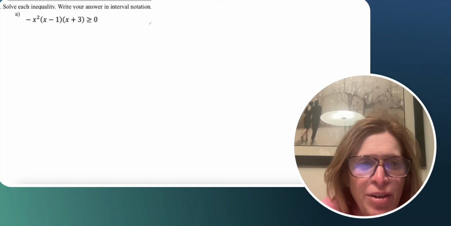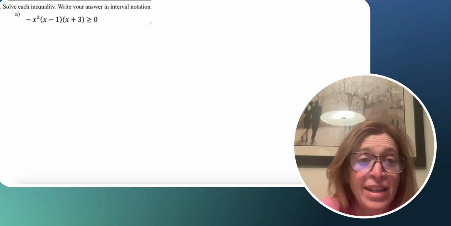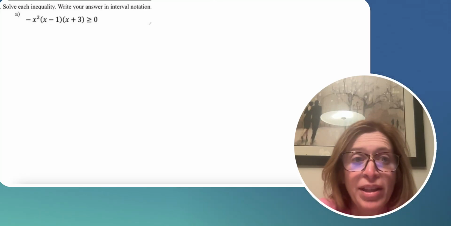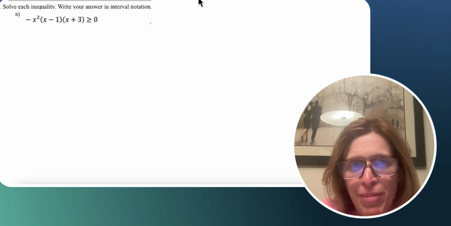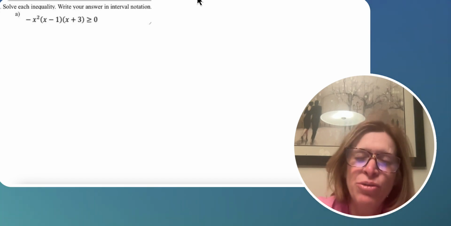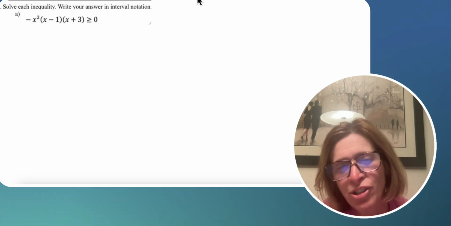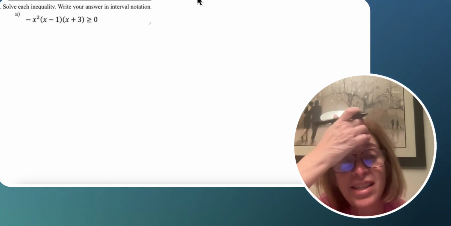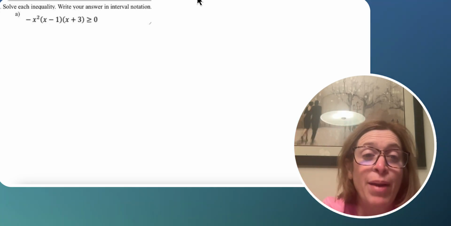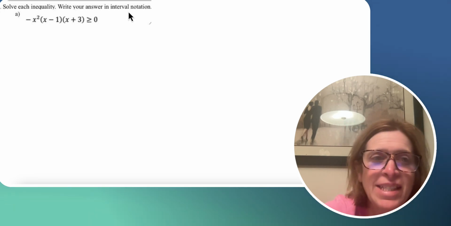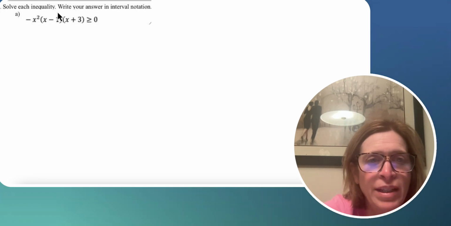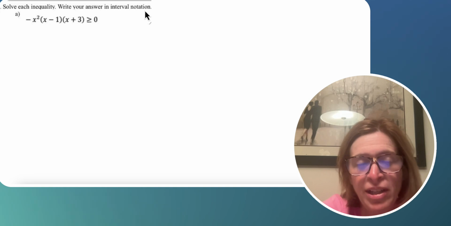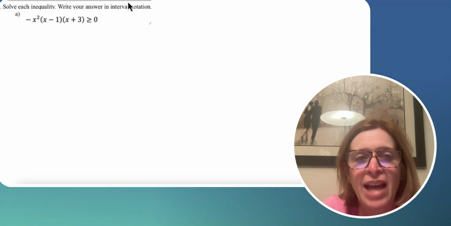Hi everyone, it's Coach Fred here, and today I'm going to be solving a quadratic inequality or a polynomial inequality, and I'm going to be putting my answer in interval notation. So this could be for an Algebra 2 honors class, maybe an Algebra 2 trig class, pre-calculus class. So again, we're talking about polynomial inequalities. So it says solve each inequality and write your answer in interval notation. So I first want to make sure you understand those directions and what you're being asked to do.